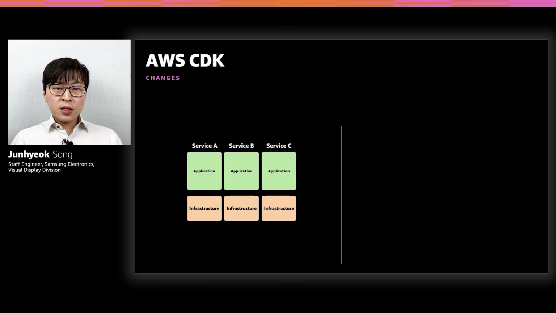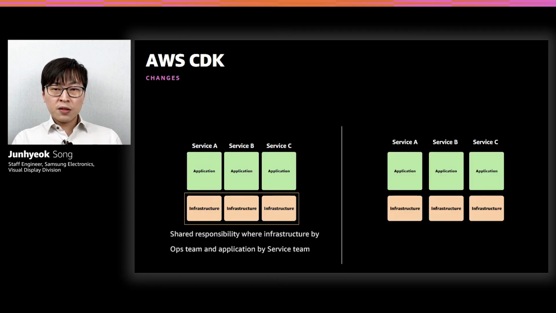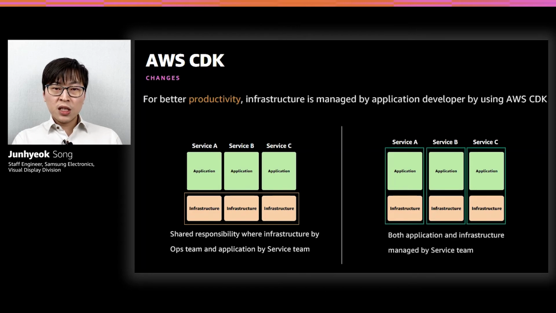I'm going to talk about changes by CDK. Before using CDK, responsibility was shared between the infrastructure team and the service application team. After CDK adoption, application and infrastructure are both managed by the service team. It was a significant change in terms of productivity. Of course, AWS account segregation from a shared account is required for security.